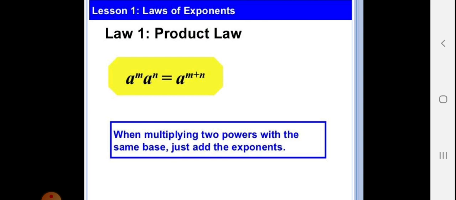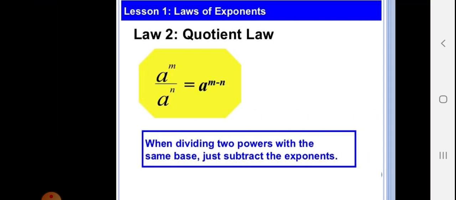I'll just give you an example. If you have 2 raised to 2 into 2 raised to 3, that means you have base 2 and powers 2 and 3. So your powers are added here, which becomes 2 raised to 2 plus 3, which is equal to 2 raised to 5. So your answer is going to be 32. When multiplying two powers with the same base, just add their exponents. That is the product law, law number 1.